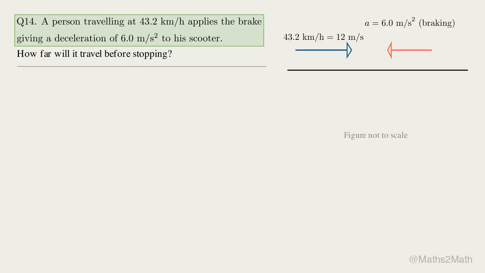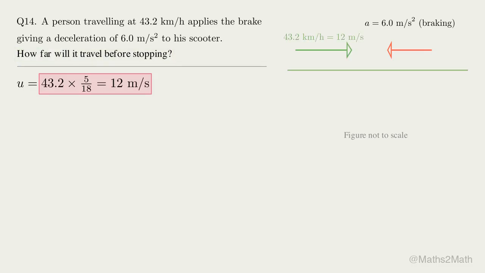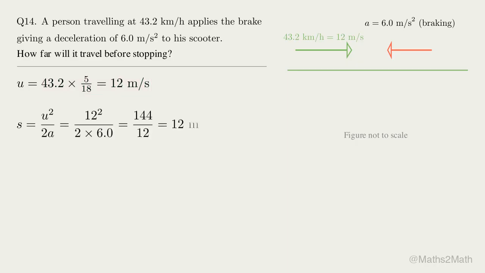Question 14. A scooter at 43.2 kilometers per hour brakes with a deceleration of 6 meters per second squared. What does this mean? Convert to meters per second, then use v squared equals u squared minus 2as with final v 0. 43.2 kilometers per hour times 5 by 18 is 12 meters per second. Stopping means v equals 0. The distance is u squared over 2a, that is 144 over 12, 12 meters.